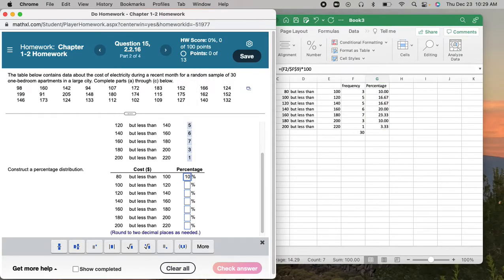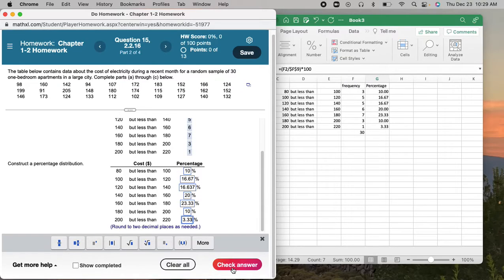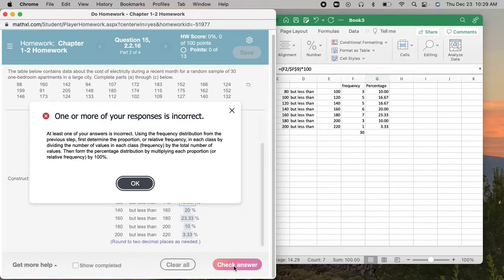So I got 10, I got 16.67, I got 16.67, I got 20, I got 23.33, I got 10 and 3.33. And that seems about right. So let me check my answer. And something is incorrect. Let's take a look at it.